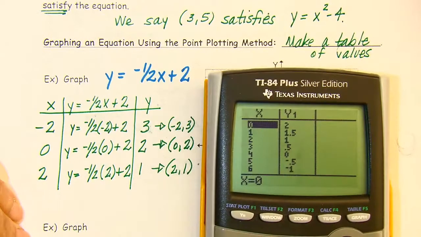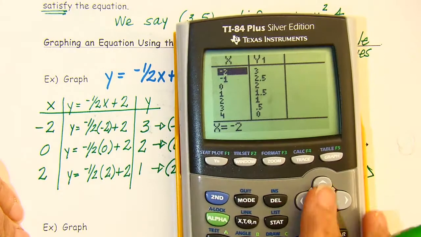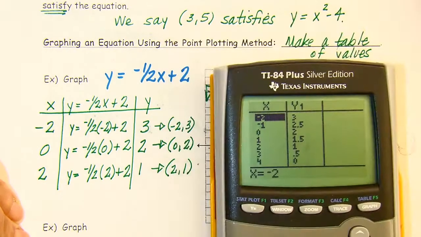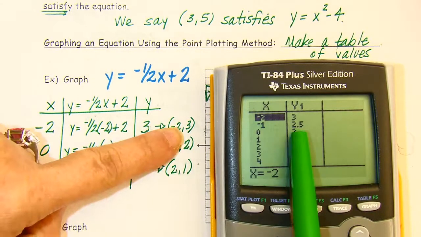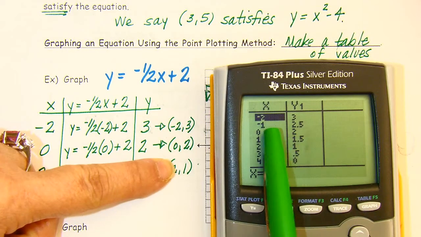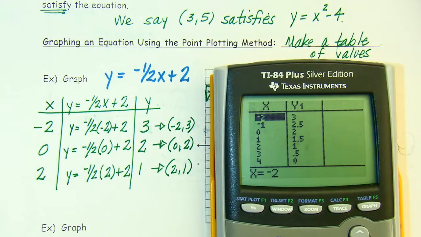I want to see what y is when x is negative 2. I'm just using these up-down arrows to move in my table. When x is negative 2, y is 3. When x is 0, y is 2. There it is. And when x is 2, y is 1. So you can verify it on the table.